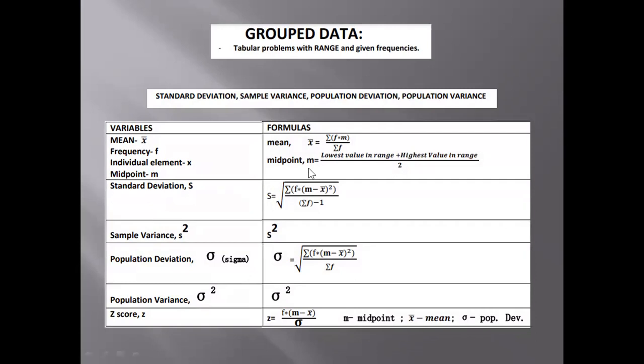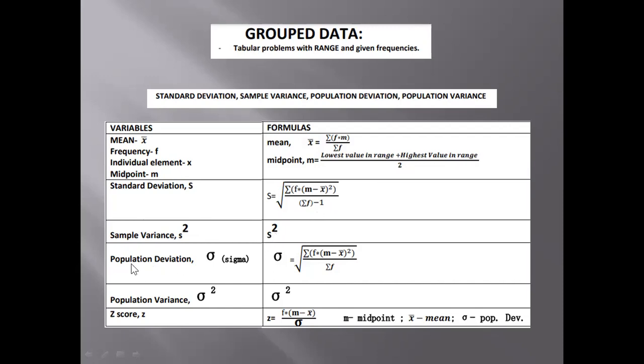To determine your midpoints, m is equal to the lowest value in range plus the highest value in range, all over 2. For your standard deviation, s is equal to the square root of the summation of frequency multiplied with the quantity of midpoint minus x bar, squared, all over the summation of frequency minus 1. For your sample variance, you're just going to square the standard deviation, as s squared.